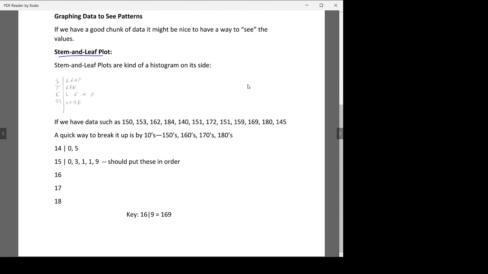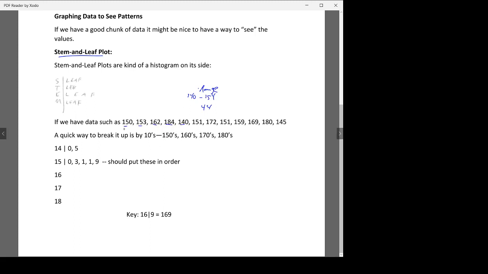So here's some data, with numbers that could be weights of things or heights: 150, 153, 160. If you look at the range, the lowest looks like 140, and I see a 184 in there. So the range is 44. And it looks like there are 150s, 160s, 180s, 140s. So that's an easy way to break it up. We'll break it up by those.